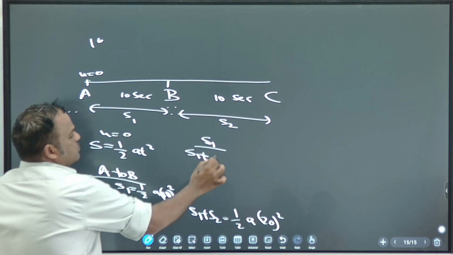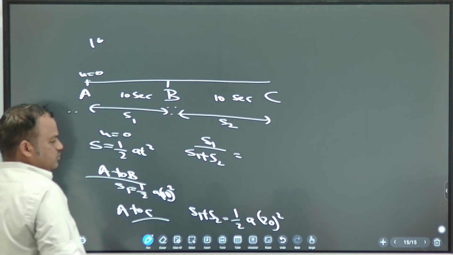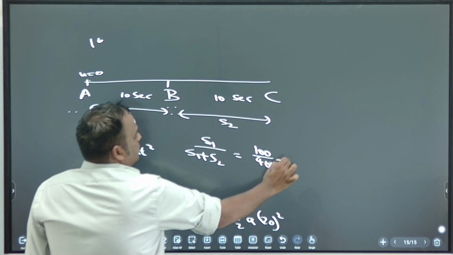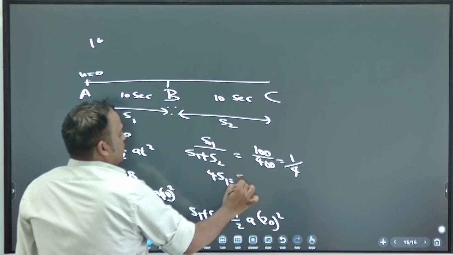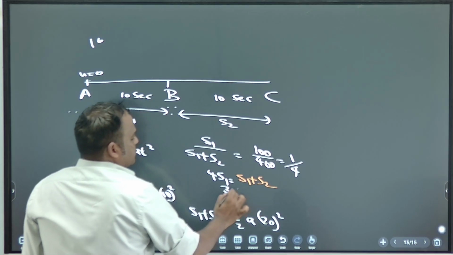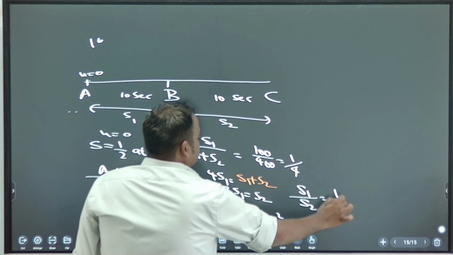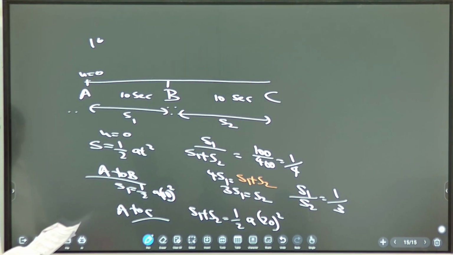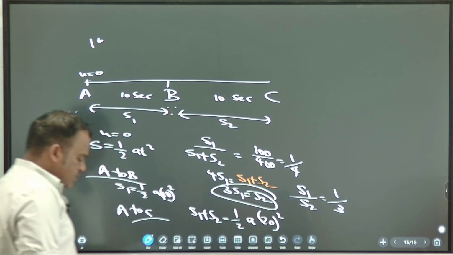Now divide these two. So S1 by S1 plus S2 is 100 by 400. A by 2, A by 2 cancel. 100 by 400, 1 by 4. Cross multiply: 4S1 is equal to S1 plus S2. So 3S1 is equal to S2. So S1 by S2 is equal to 1 by 3. Note down. Second option, S1 is S2 by 3.